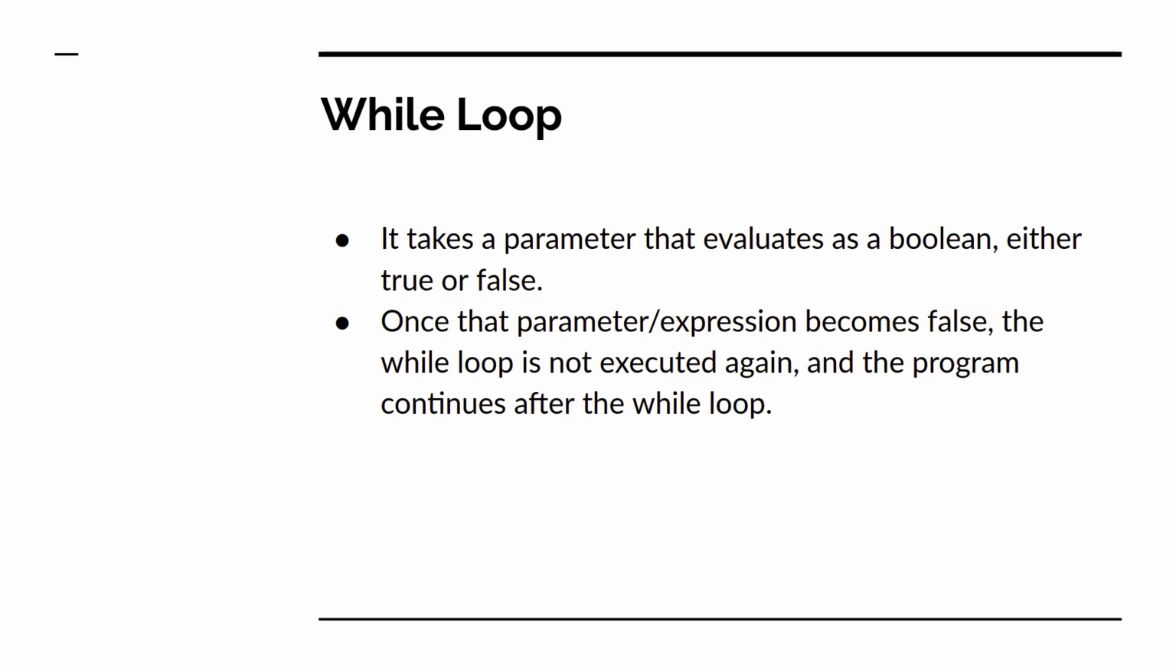So, while loops are the loops that take a parameter that evaluates as a boolean value, either true or false. The parameter can be anything like a logical comparison, or an expression, or some direct value, or some boolean true or false value itself. And once the parameter or expression becomes false, the while loop is not executed again, and the program continues after the while loop. You can write any kind of logic to be performed within the while loop.